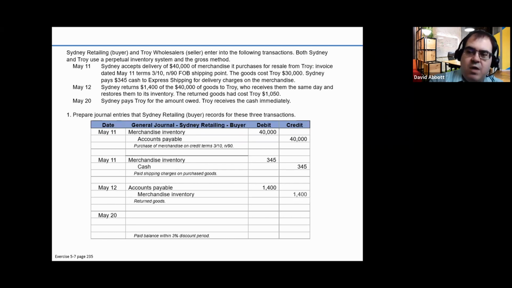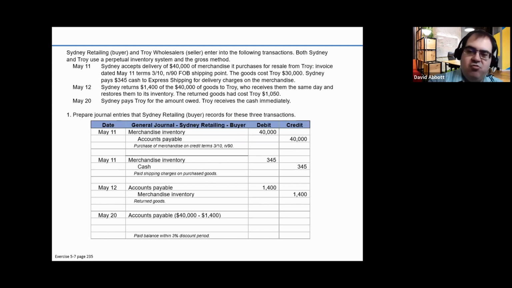And then we're going to credit our merchandise inventory $1,400 because now we don't have as much inventory, because we've now sent some of that back. So now on the 20th, Sydney pays Troy the amount that was owed.